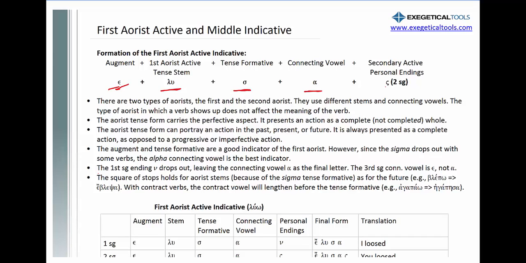Now, the aorist tense form carries the perfective aspect. It presents an action as a complete, but not a completed, whole. So for this, an illustration of aspect, grammarians often use the illustration of a parade. If you were in a hot air balloon looking down on a parade, you would see the parade as one whole, complete action. Not necessarily completed, because it's not something that's in the past as you're looking at it, but you'd see it as a complete whole.